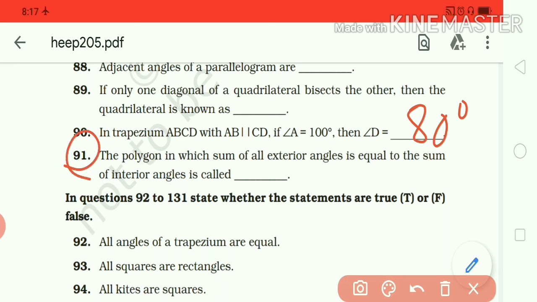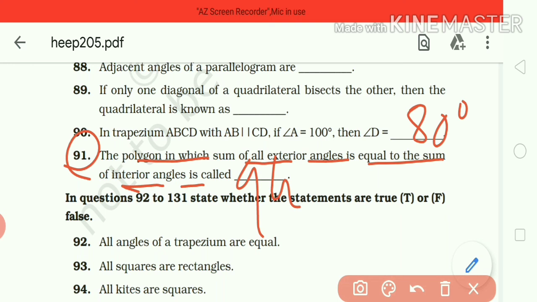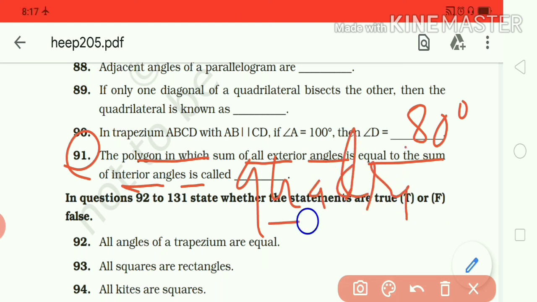Come to question number 91. The polygon in which the sum of exterior angles is equal to the sum of interior angles is called. Okay, a polygon in which the sum of exterior angles and interior angles are both 360 degrees, this is a quadrilateral, students. Only in the quadrilateral does this happen. In any quadrilateral, the sum of interior angles and exterior angles is 360 degrees.